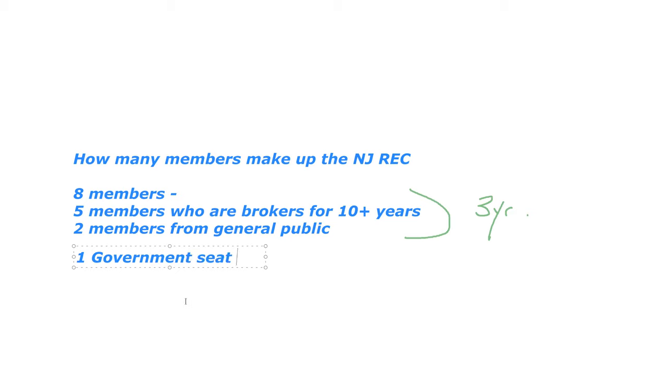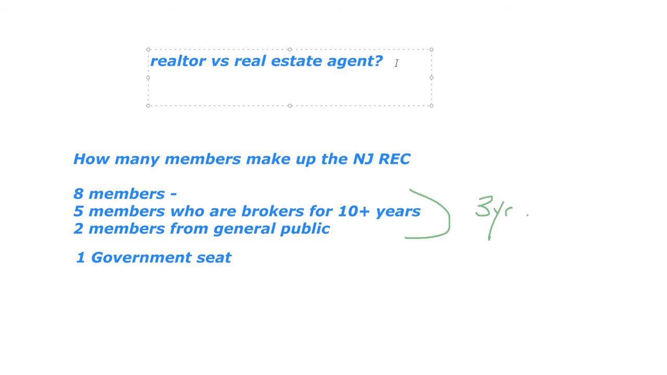Now, who chooses the members of the real estate commission? The governor. The governor selects every single one of them. Great. You guys are awesome on that one. Because a lot of people say, oh, realtors choose it or real estate professionals. Now, let me ask you this, just out of curiosity. What's the difference between a realtor versus a real estate agent? NJAR, the New Jersey Association of Realtors. Gotta love the organization.